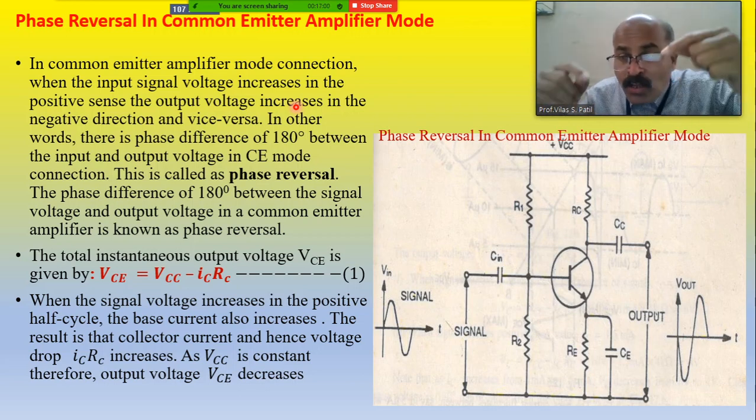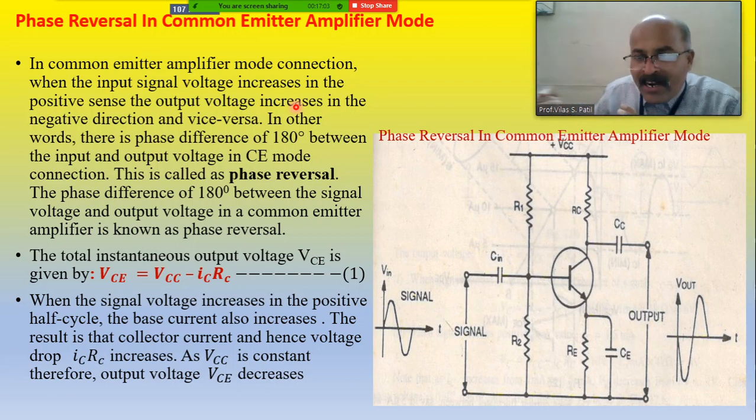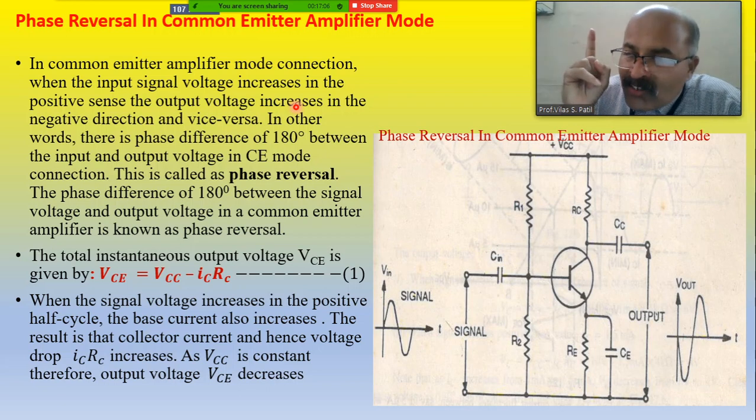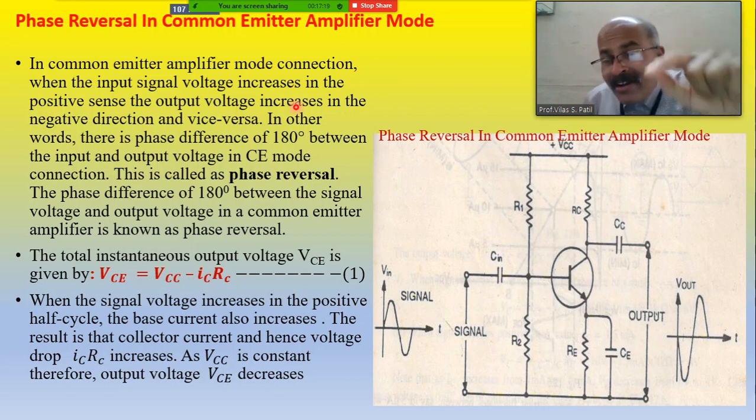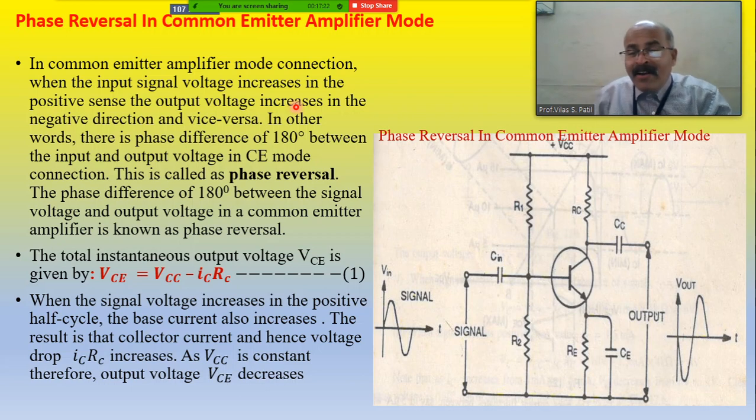A phase shift of 180 degrees will be introduced between input and output. This process of reverting the input phase at the output is known as phase reversal, and it is introduced by the common emitter transistor amplifier. In the common emitter mode connection, this is called phase reversal: the phase difference of 180 degrees between the signal voltage and the output voltage in the common emitter amplifier.